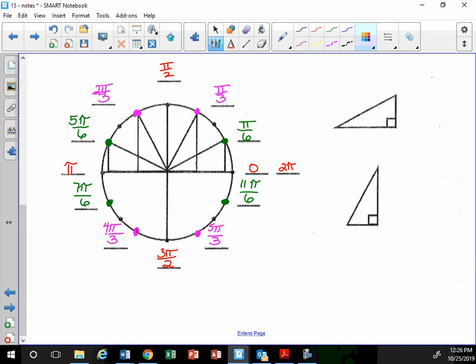Okay. Does that make sense where all of those, like the pattern, you could follow your way around the circle? Okay. Questions so far? All right.